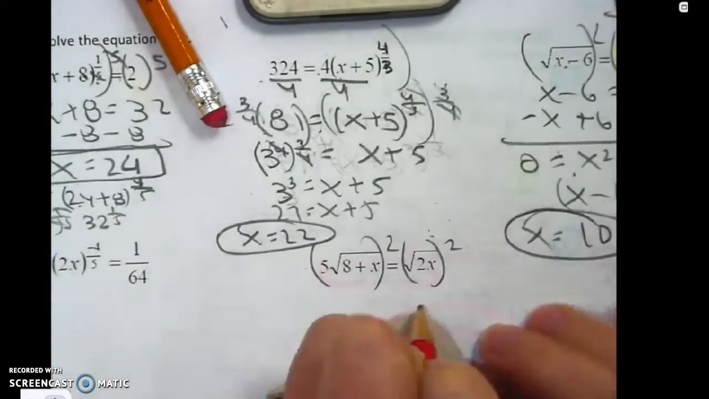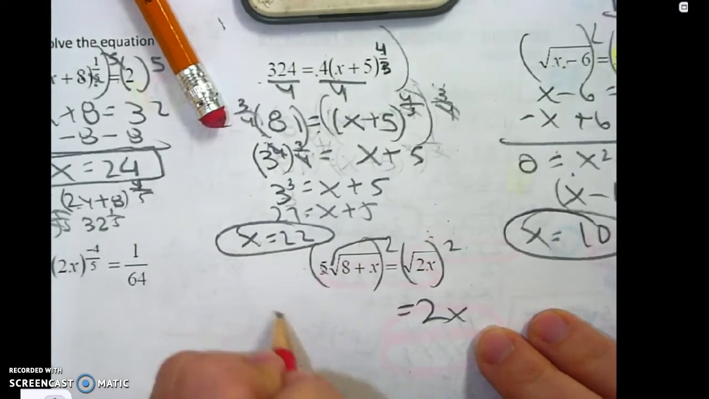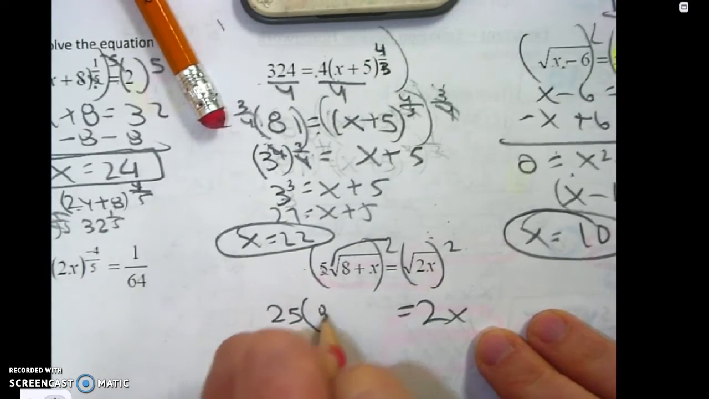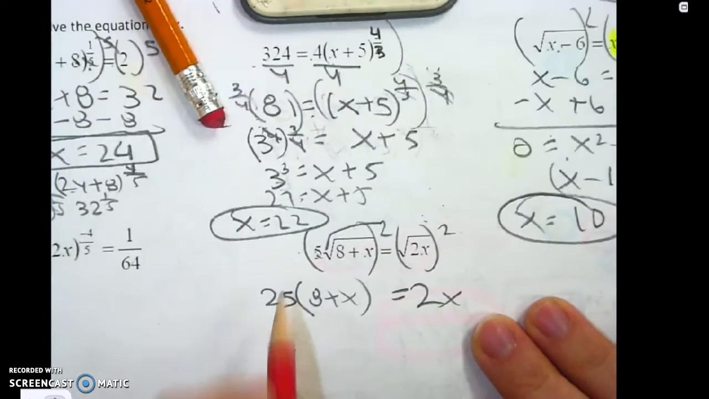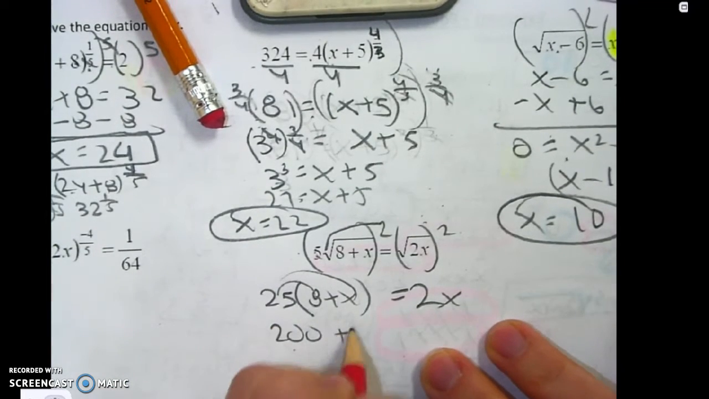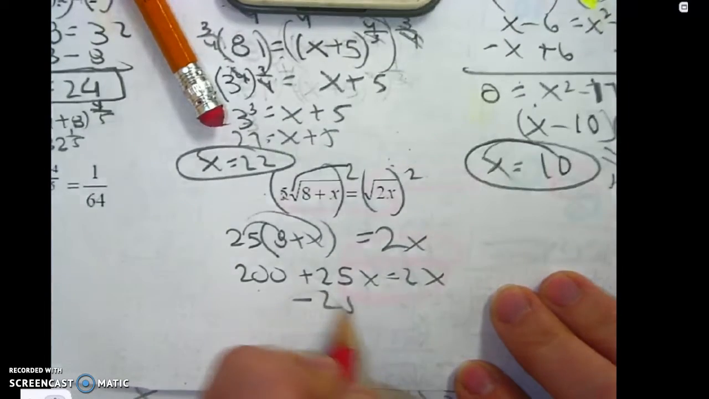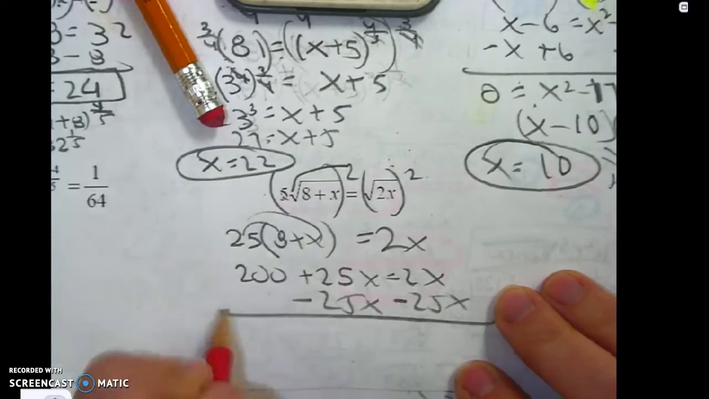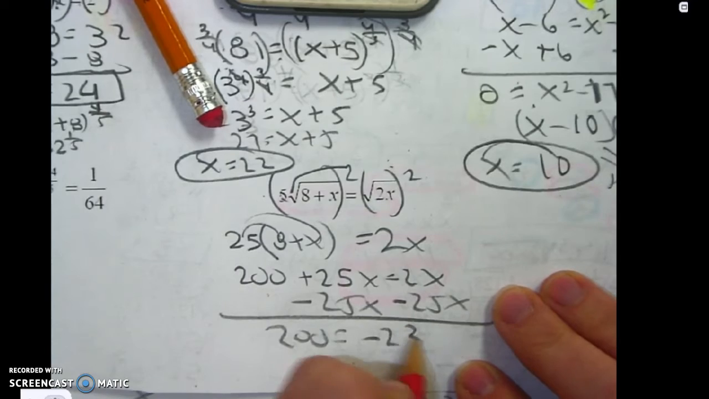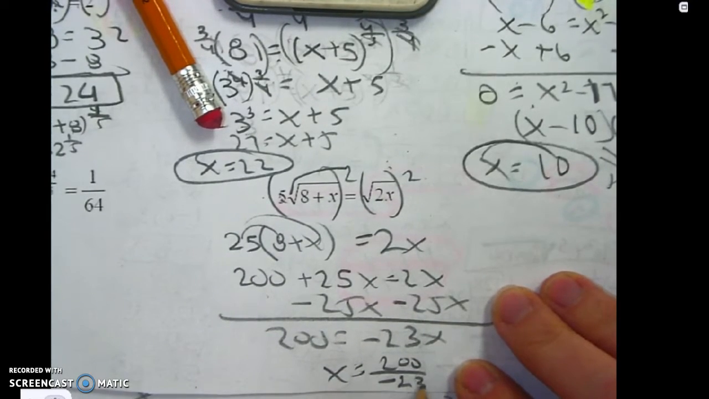Okay, let's do this one here. Square it, square it. So 2x equals. Don't forget to square the 5. 25 times 8 plus x. Distribute, distribute. 25 times 8, 50 times 4, 200 plus 25x equals 2x. It's okay to get a fraction. 200 equals -23x. X equals 200 over -23.